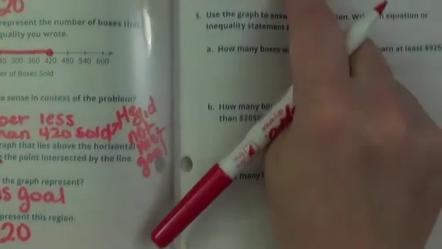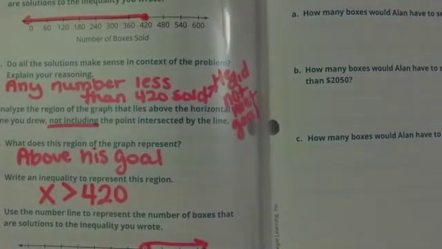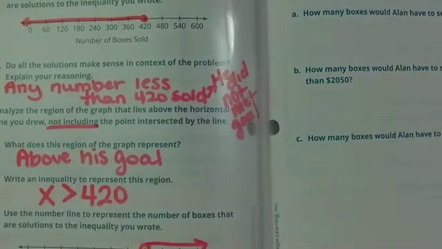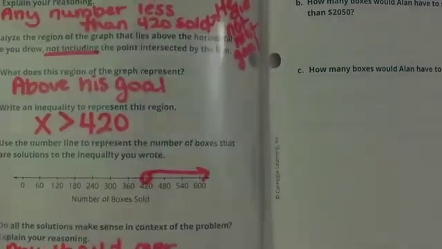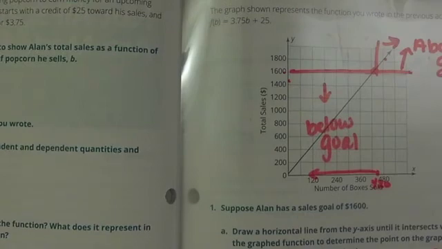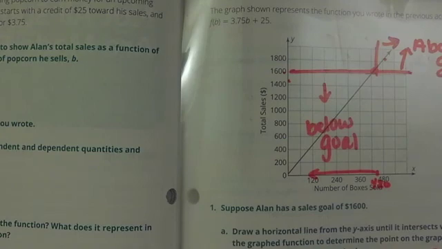It asks you to explain open and closed. Remember, we've been talking about that. That's just, does it include 420 or does it not include 420? Okay, so that is using that stuff. Again, if we were wanting to look below his goal, that's when you would do that shading below. When you would do above, it would be shaded above. So, yeah, that's how you do the inequalities.